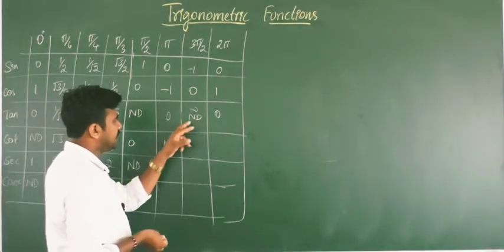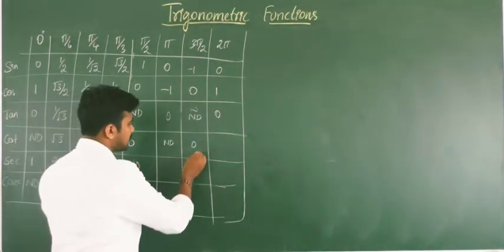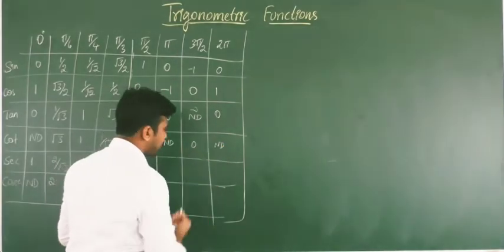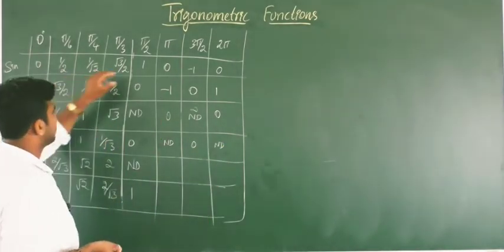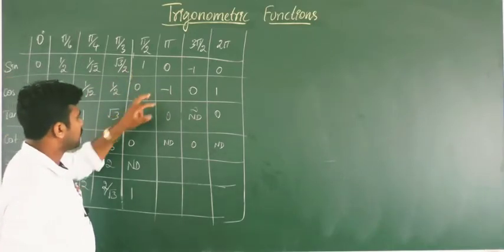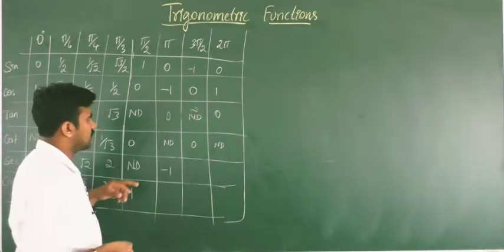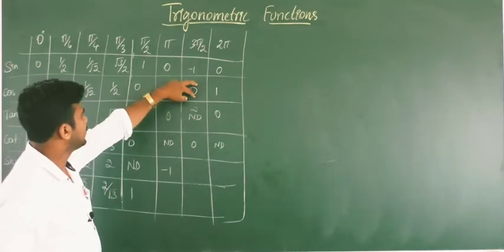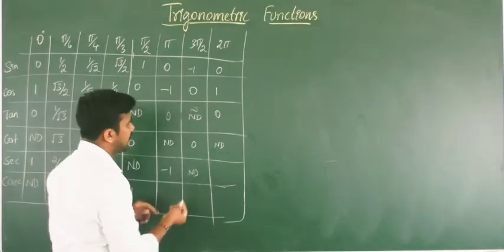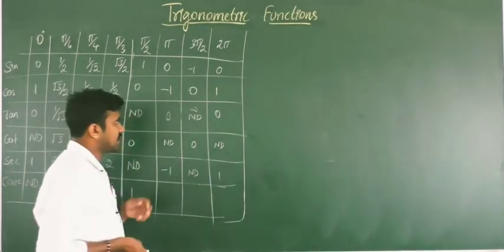And here 1 by infinity we can consider as 0, and 1 by 0 is again not defined, infinity we can say. Then secant pi is the reciprocal of what? Cos, so 1 by minus 1 we'll get minus 1. And here 1 by 0 is what? 1 by 0 is a not defined number, and 1 by 1 is 1. Like this we'll get.